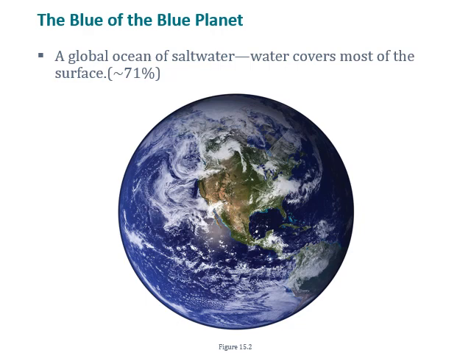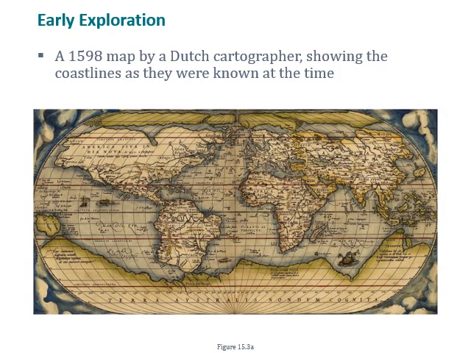So here's a map by a Dutch cartographer in 1598 showing the coastlines as they were known at the time. This map is relatively accurate for Europe, Africa, and Asia, but the Americas require some adjustment over the next few hundred years. It's important to know that this map is in a projection called a Mercator projection, and whenever you're rendering the surface of a three-dimensional sphere onto a two-dimensional surface like a map, there will be some distortion in some areas. It's just impossible to do that without distortion.